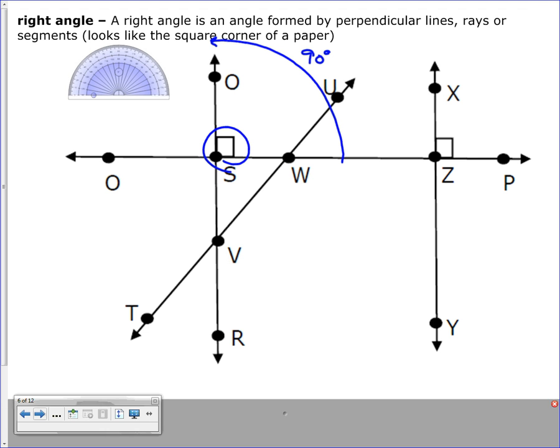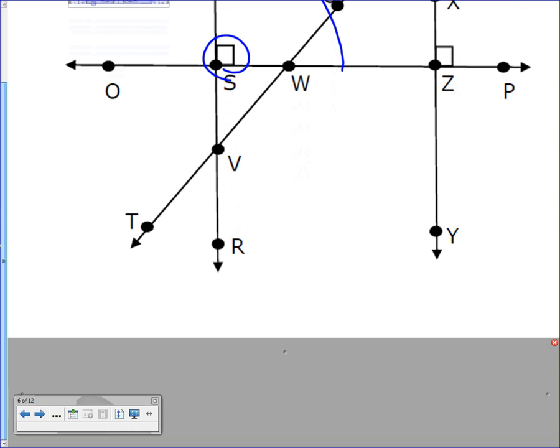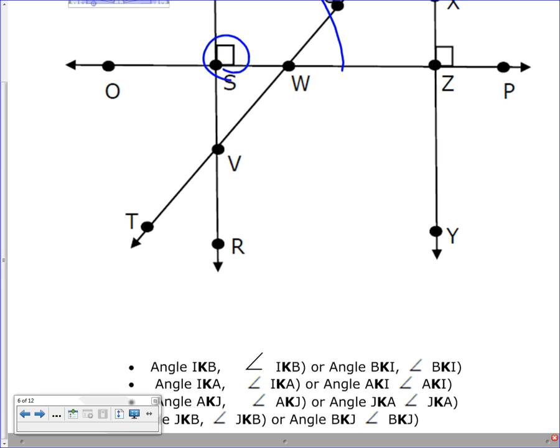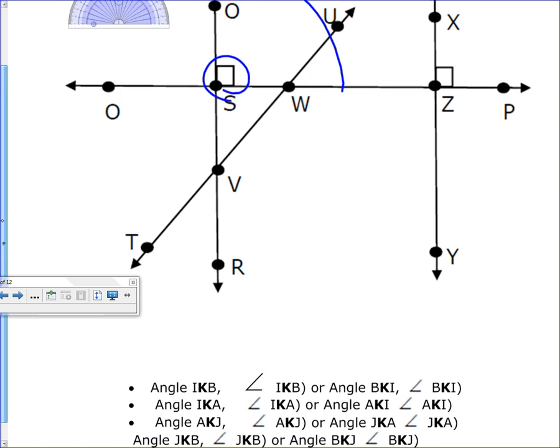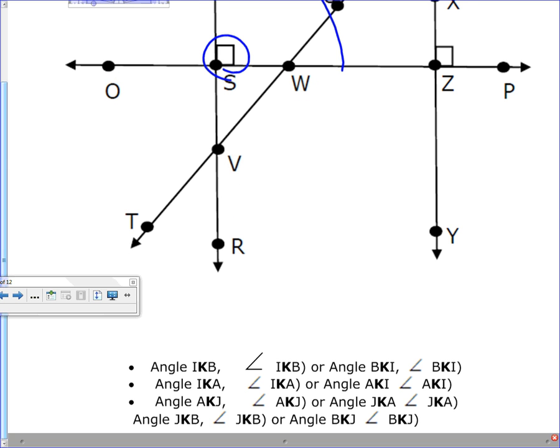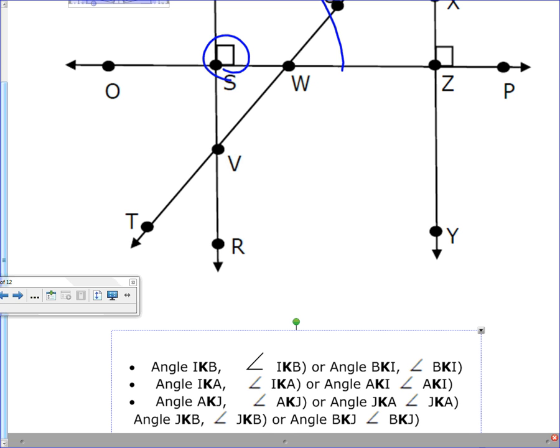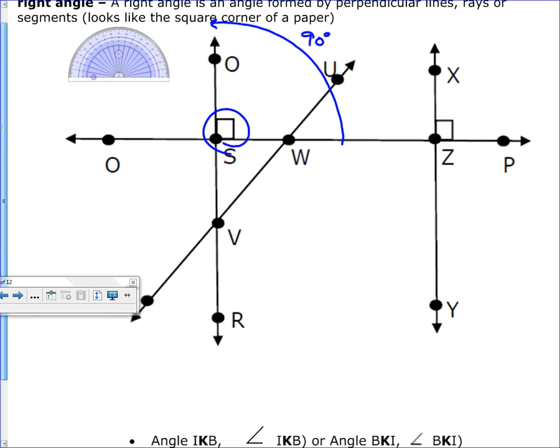So we can say that all of these angles are right angles. Let me back up for a second. You notice that the middle letter is highlighted. It's bold. That middle letter says, if you go from I to K to B, then that will be a right angle.